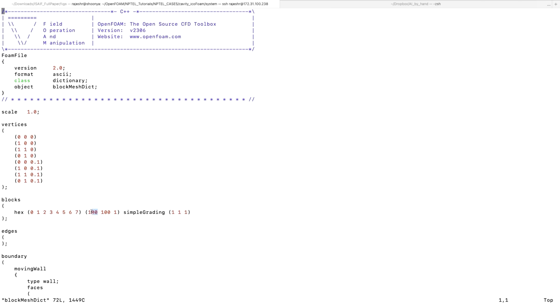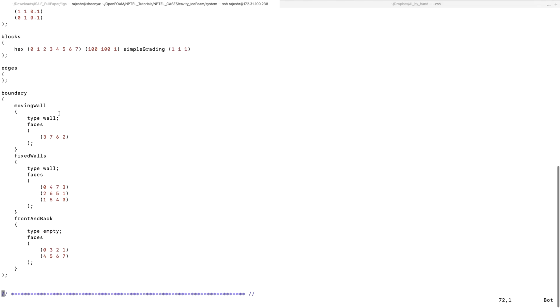And here I am using 100 grid points in both x and y, and 1 grid point in the z direction. And I have given the boundaries here. This is the top moving wall, and then we have the other fixed walls, and this front and back is coming up because the solver is 3D. So, you have to have the empty boundary condition on the z direction.